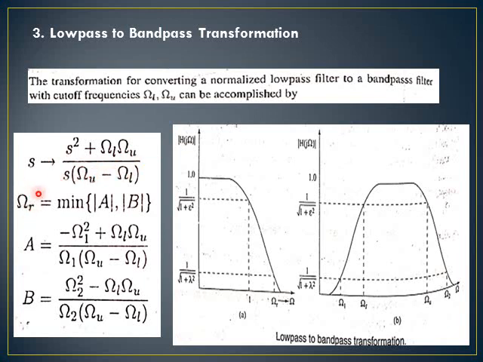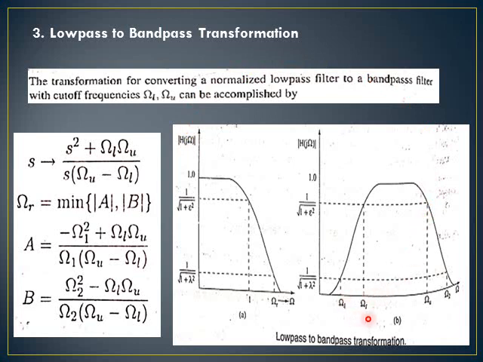So here we'll be calculating the minimum value of omega. So minimum is of magnitude of A comma magnitude of B. Now the formula for A is minus omega 1 square plus omega L into omega u divided by omega 1 into omega u minus omega L. And B is equal to omega 2 square minus omega L into omega u divided by omega 2 into omega u minus omega L. So here again we'll be designing a low pass filter, then we'll be transforming that to a band pass transformation. Right.